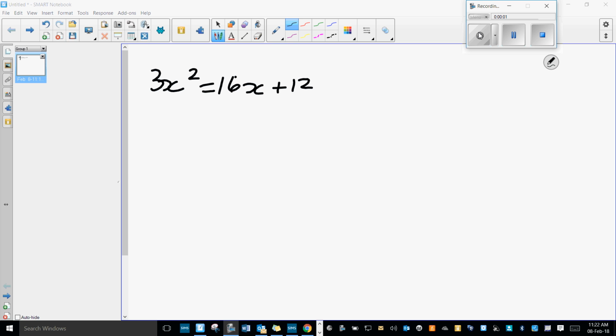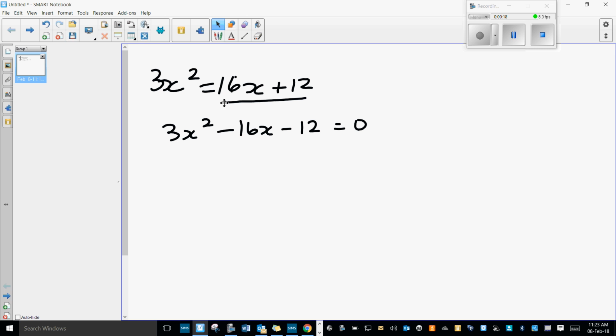Straightforward factorising. If you've been asked to factorise, we first of all have to make sure it's equal to 0. So we're going to have 3x squared minus 16x minus 12 equals 0. The next thing we should always do is look to see if there is a common factor with all three of those. In this case, there isn't.